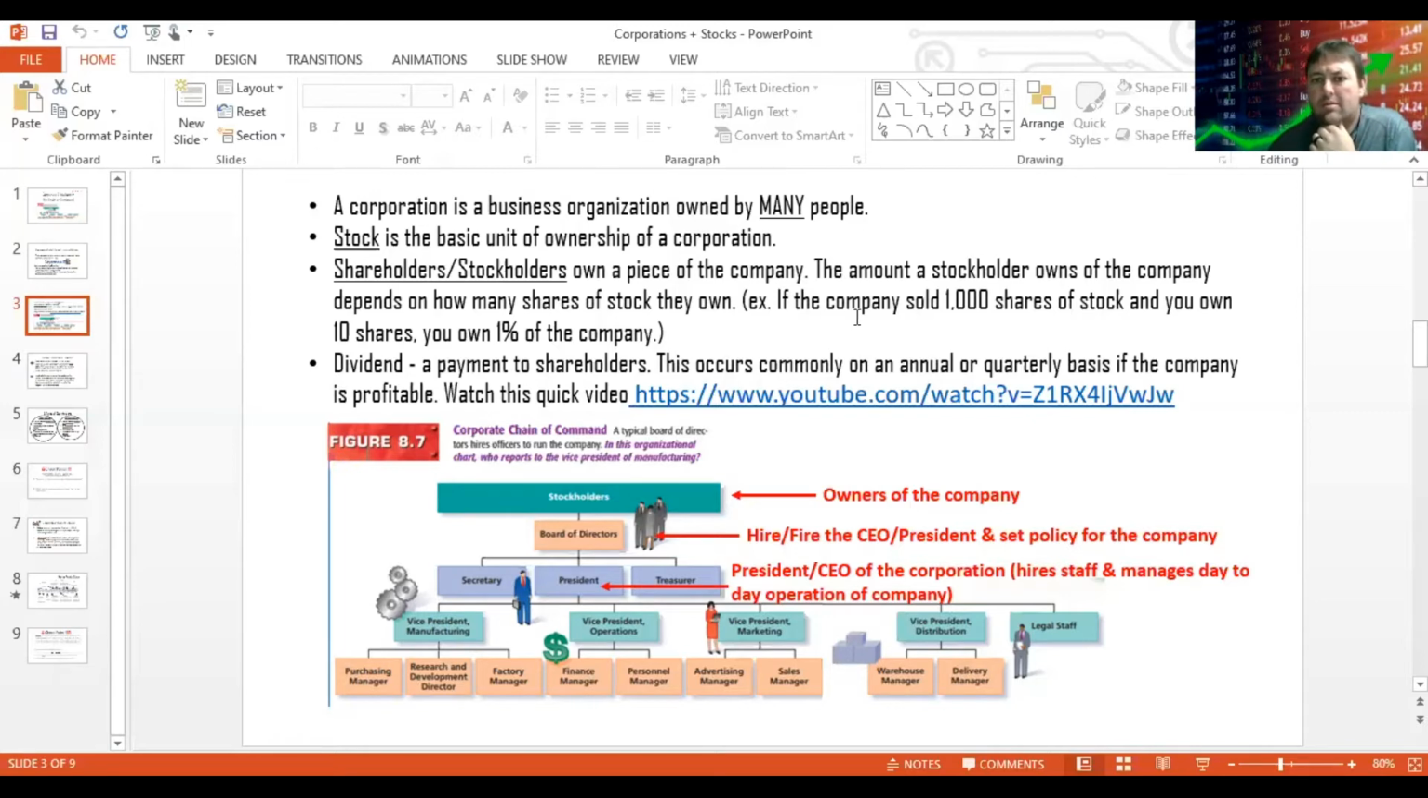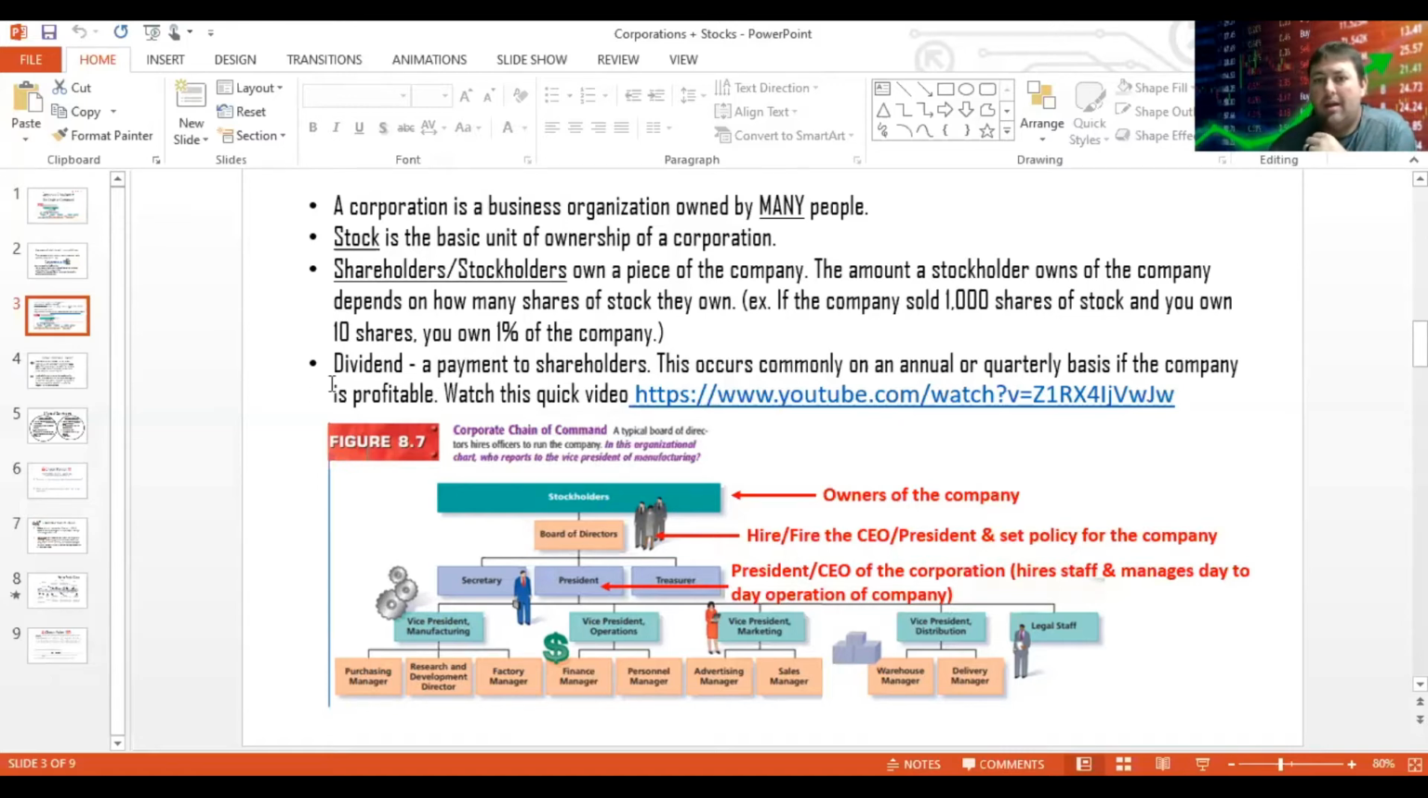So, for example, it says the amount a stockholder owns of the company depends on how many shares of stock that they own. So let's say that if there was a company that sold 1,000 shares of stock and you own 10 shares, you would own 1% of that company. So that means whenever that company's profitable, you're entitled to about 1% of that. And so your money is making money for you.